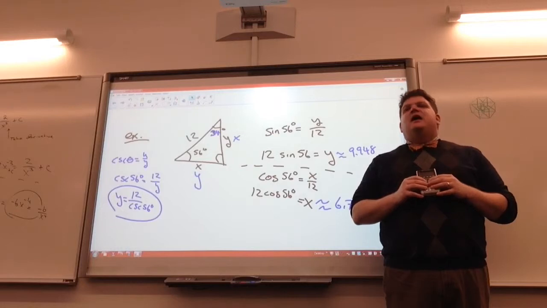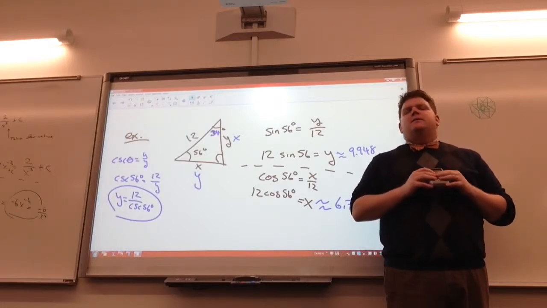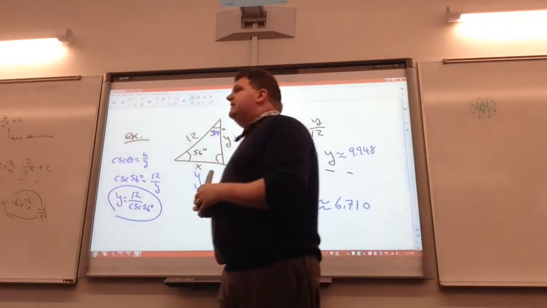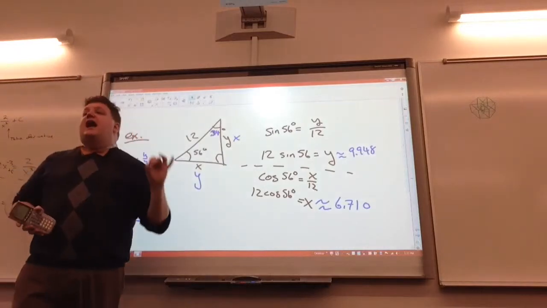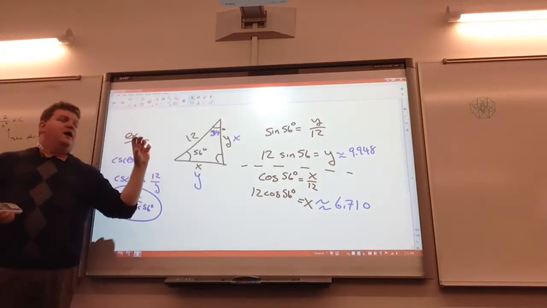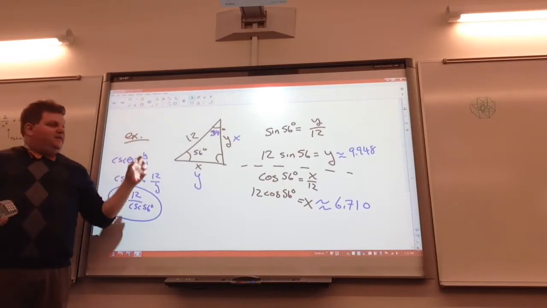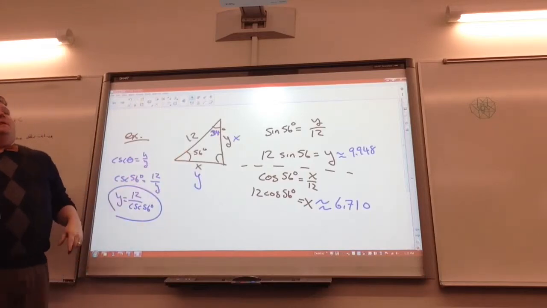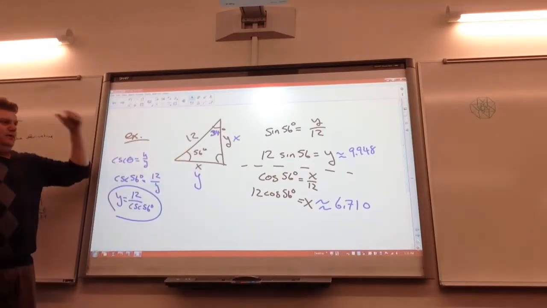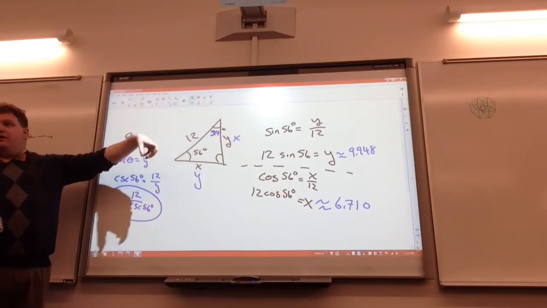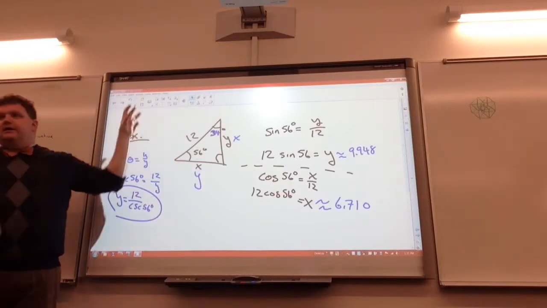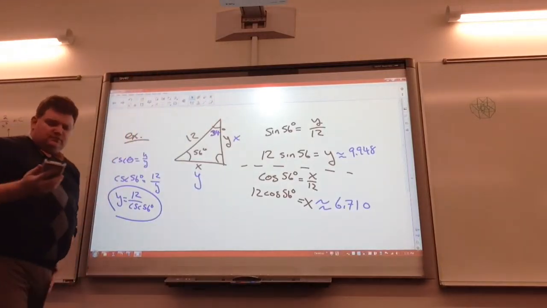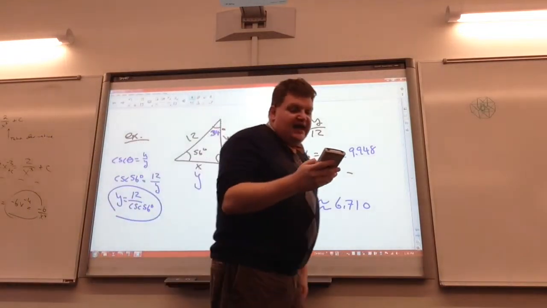In fact, another name for the sine to the negative one is the arc sine. What it does is it undoes the sine, and we're going to see that later on this month. It undoes the sine, basically meaning if I need to solve for the angle, I can do so. I could say sine of theta equals 9.948 over 12, then use the arc sine to undo it on both sides. That gives me theta is equal to arc sine of all that stuff, and I solve. Okay.